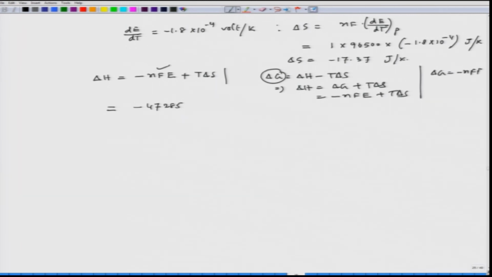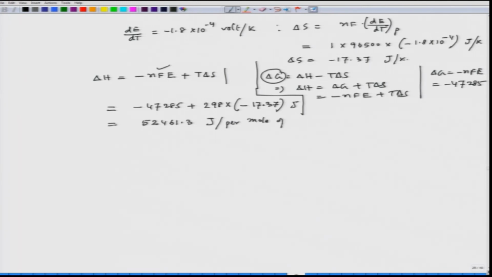Delta G equals minus nFE, and we have found that value to be minus 47285 plus, and this T is 25 degrees, which is 298 Kelvin, into delta S, which we have found to be minus 17.37 joule. So, this becomes joule. Then in total, if we calculate, it becomes 52461.3 joule. And of course, here we are considering 1 mole of Ag deposition, so per mole deposition.